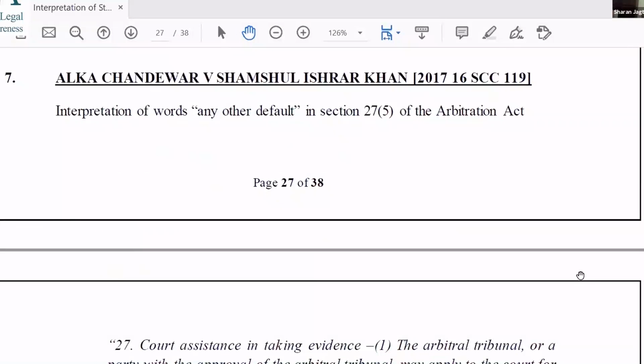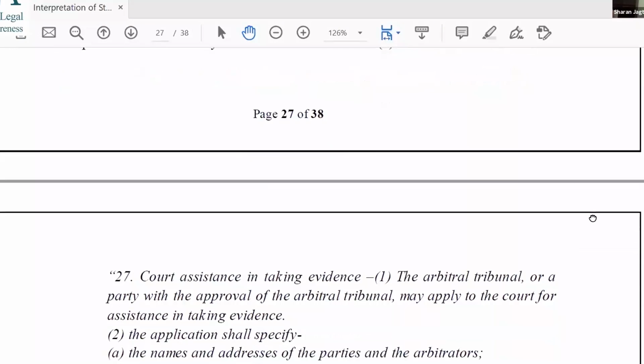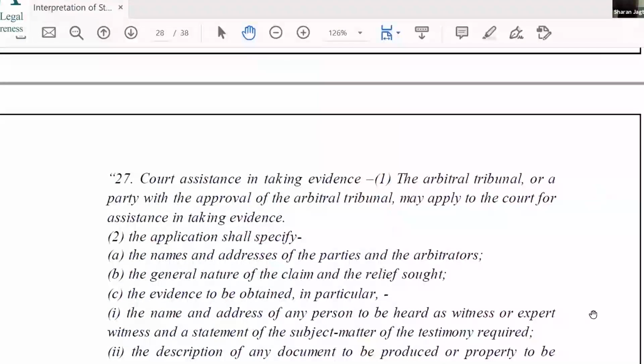Just as a quick digression, what I've done is the table of cases gives you the relevant paragraphs and summarizes or paraphrases what the judgment held. The summary of cases is only intended to give you a quotation of the statutory provision in question so that you can actually read the provision and understand what the interpretative controversy was in a given case. So this was a case where the question was, how wide are the powers of contempt of an arbitral tribunal under section 27 subsection 5 of the Arbitration Act?